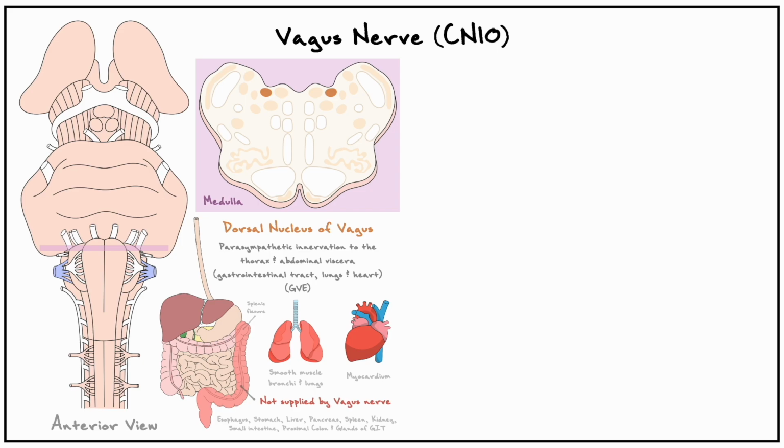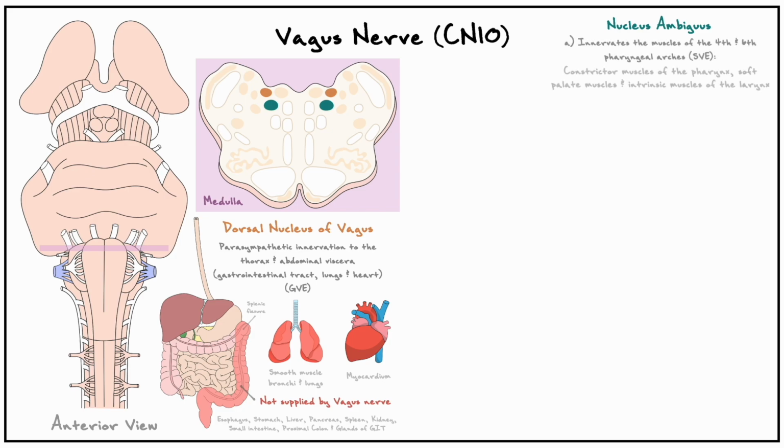Now, the second important nucleus is the nucleus ambiguus, and its most notable function through the vagus nerve is providing special visceral efferent fibers that will innervate muscles derived from the 4th and 6th pharyngeal arches. Broadly speaking, there are some exceptions, but the muscles of the 4th and 6th pharyngeal arches are basically the constrictor muscles of the pharynx, muscles of the soft palate, and some intrinsic muscles of the larynx.